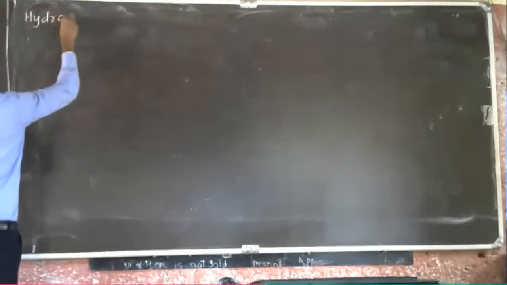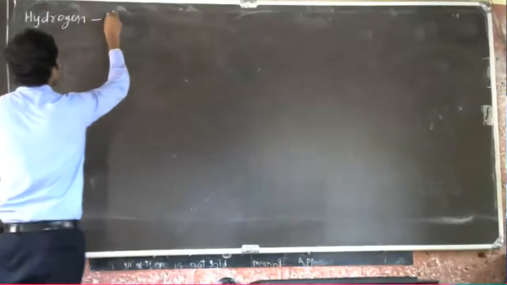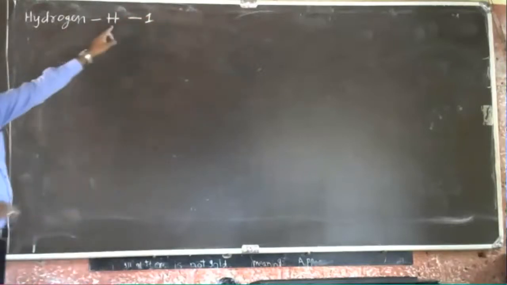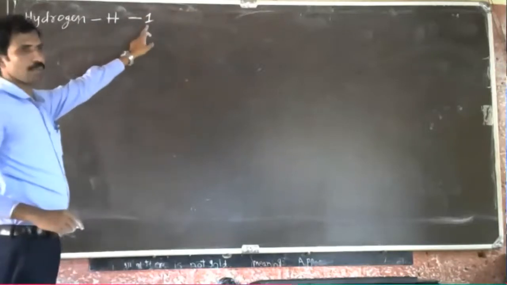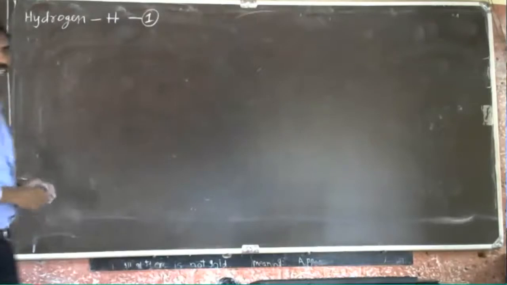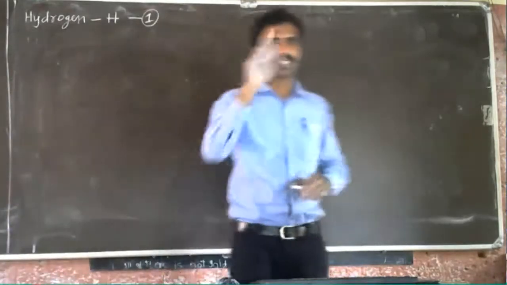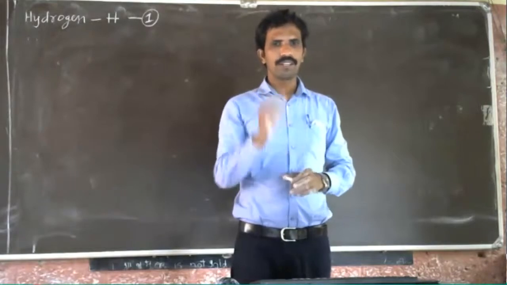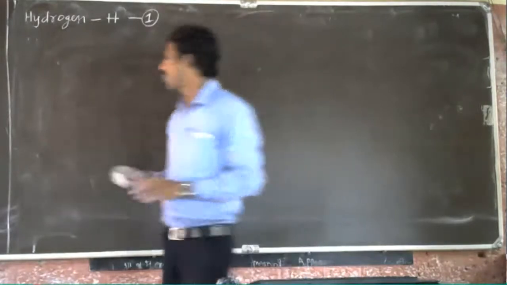So we know that the atomic number of hydrogen is 1. So hydrogen, the symbol is that, and the atomic number is 1. So one electron is present in the hydrogen and it is occupied in the K shell. Only one electron is there, in the first shell. The first shell is the nearest shell to the nucleus. In the first shell, the one electron will be occupied.